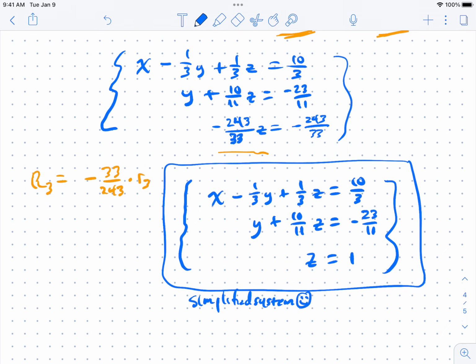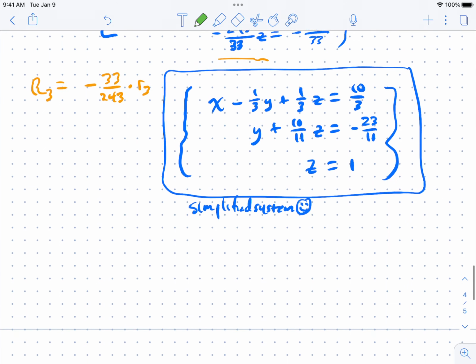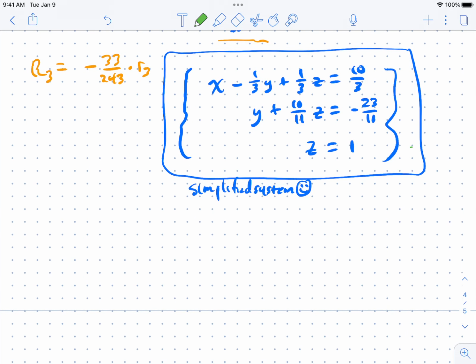Big smile. Once you've got your simplified system, and again, what makes it so simplified? That's just an x, and there's no x's underneath. That's just a y, and there's no y underneath. That's just a z. That's your magic form. Once you have the simplified system, you can basically start assembling your solution. You look at the bottom row and you say, well, that's part of it. Z equals 1. And you kind of bubble up, so to speak.